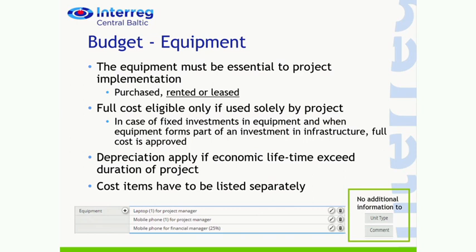And cost items need to be listed separately. Again, the same thing, similar with previous, that laptop, mobile phone, for example, the number of laptops, it can be 3 laptops, one sub-budget line. You don't need to put them all in separate budget lines, but then mentioning here for whom they are, for project manager or communication manager, something like that.